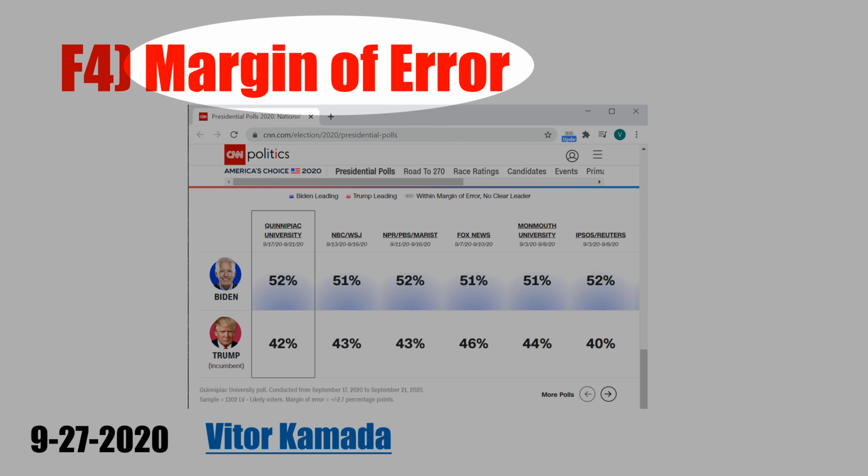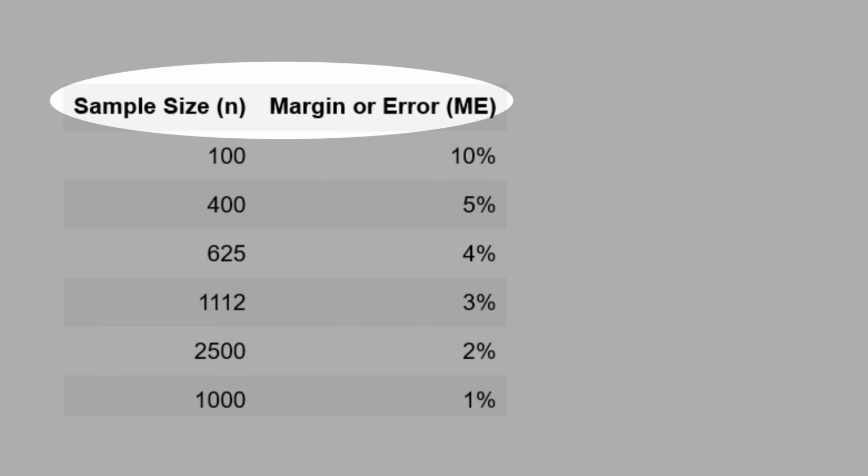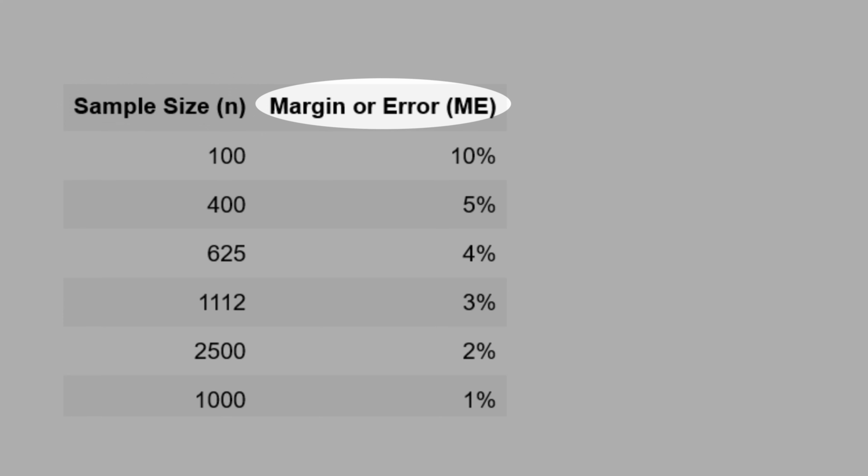In this video, let's understand what is margin of error. The margin of error of this poll here, it's about 2.7%. And this 2.7% is calculated based on the sample size of 1,302 observations. This is the table that relates sample size and the margin of error.